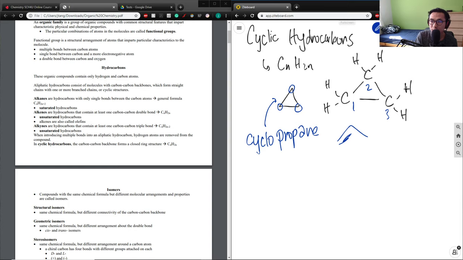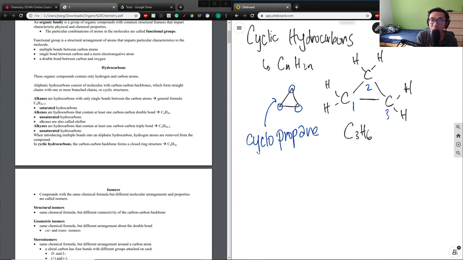Yeah, this here is cyclopropane. And this is C3H6. I have three carbons, and then I have 1, 2, 3, 4, 5, 6 hydrogens. So it follows my general formula of CnH2n, where n in this case is 3.